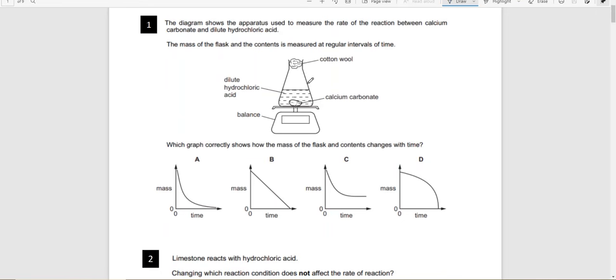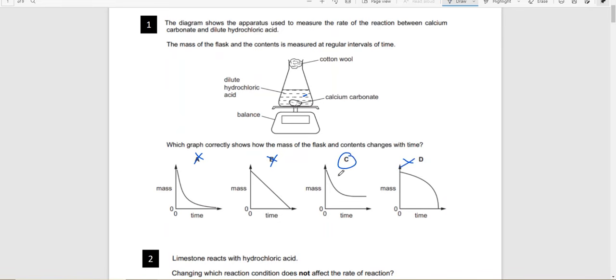So the mass of the flask is going to decrease, right? It is going to decrease, but it will not obviously be 0, because there will be some mass of the liquid here and the mass of the flask itself. So it cannot be 0. So A cannot be the answer, B cannot be the answer, because the mass is being reduced to 0. D cannot be the answer.